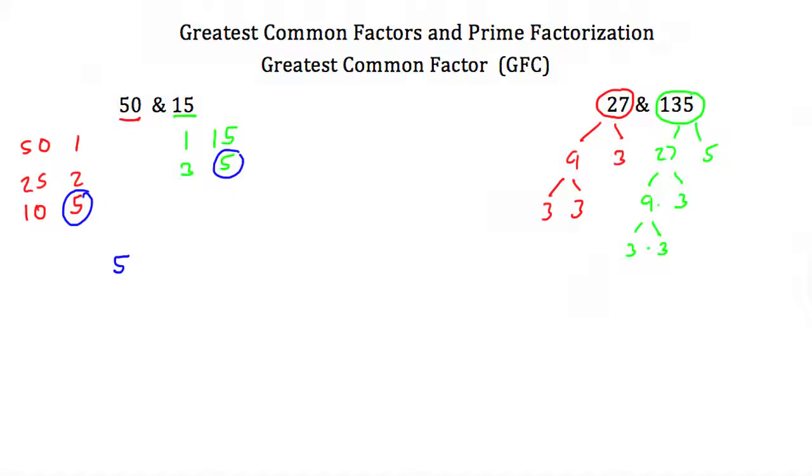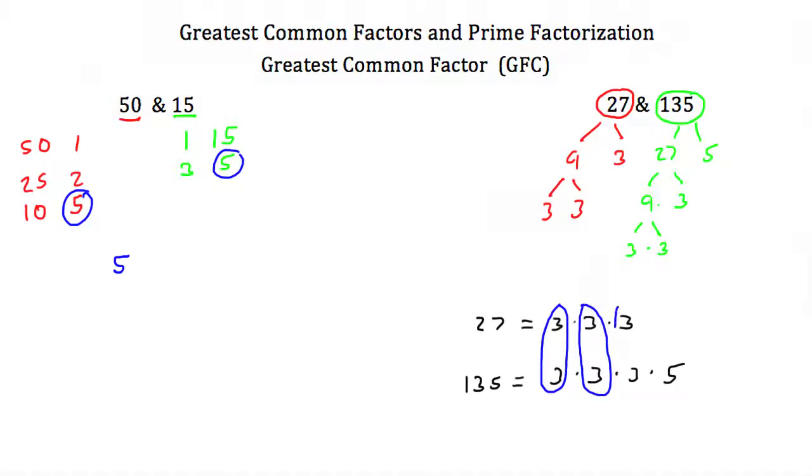Now to find the greatest common factor this way, you would write the prime factorizations of both numbers. Say you have 27 and 135. Now 27 is equal to 3 times 3 times 3. And 135 is equal to 3 times 3 times 3 times 5. So now you have to look at all the common prime factors that you have in both numbers. In this case, they share a 3, and they also share a second 3, and they also share a third 3. But they don't share a 5 or any other number.